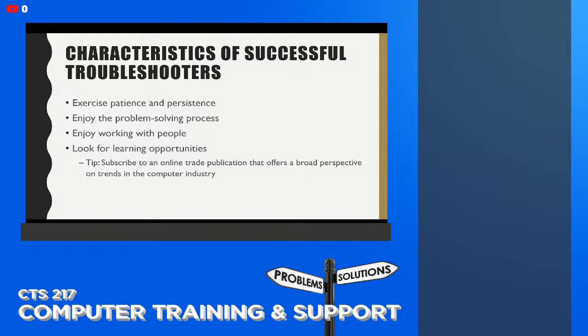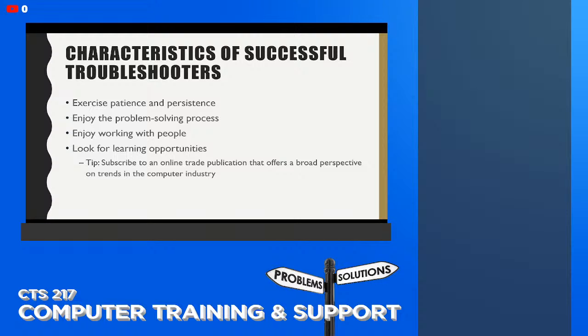We can't get impatient. We have to work with the understanding that if we keep following the process, if we trust the process, if you will, then eventually we'll figure out the problem. Sometimes it takes longer than others. Another thing is to enjoy the problem-solving process.